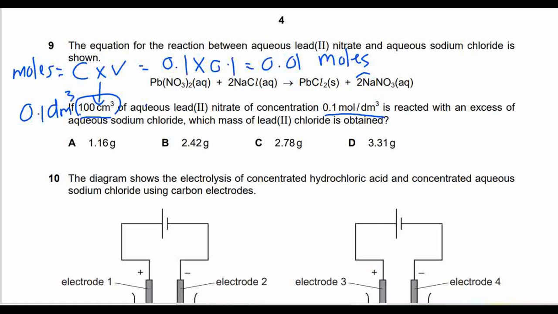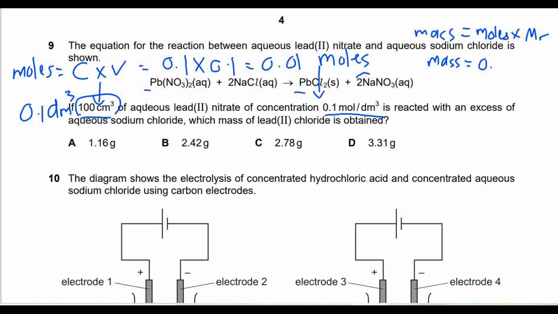So this is 1, nothing, and it's 1, 2, 1. So it means there will be 0.01 moles of lead chloride formed. Now how many grams is that? To get the mass, we have to multiply the mole with the Mr to get the mass.